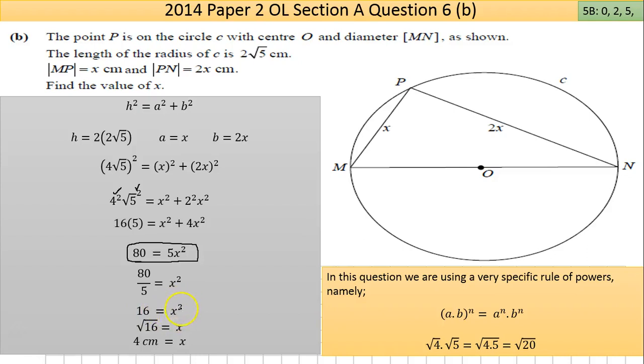Now I want to get rid of the square, so I bring it across the equal, and it turns into its opposite, which is square root of 16. Square root of 16 is 4. Now you don't have a negative here, it can't be negative because you're looking at lengths. So your value of x is 4 centimeters. That means this side here is 4, and this side here is 2 times 4, which is 8.